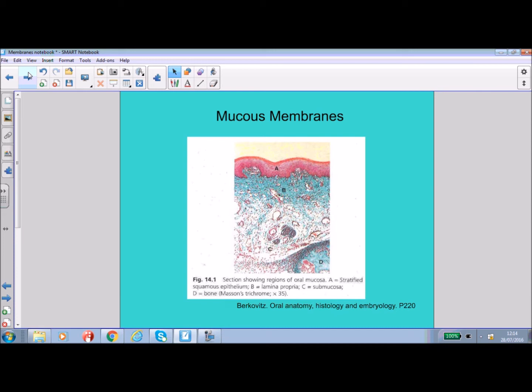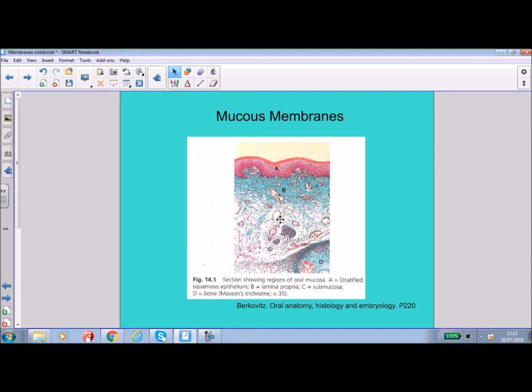So what we're looking at here is a histological slide of mucous membrane. If we look at the key for the diagram here, we have the stratified squamous epithelium on the top, so it's our epithelial layer. We've got an area directly underneath that, known as the lamina propria, and then we have the submucosa. And right down the bottom here, we've got bone. So your lamina propria and the submucosa are the connective tissue associated with the epithelium that forms mucous membranes.